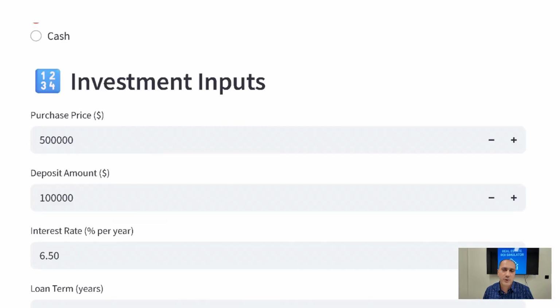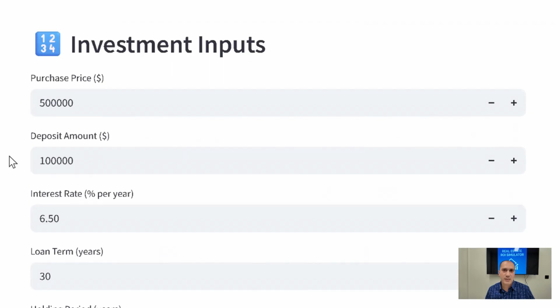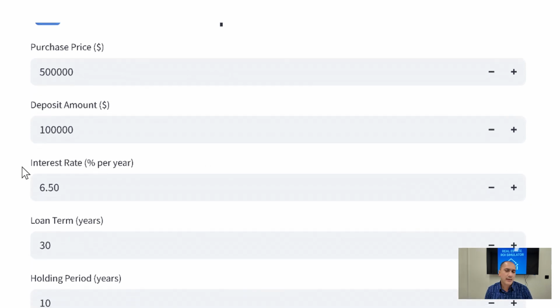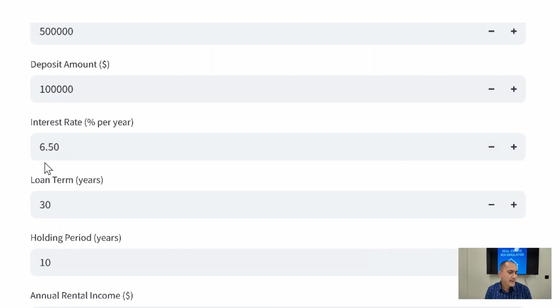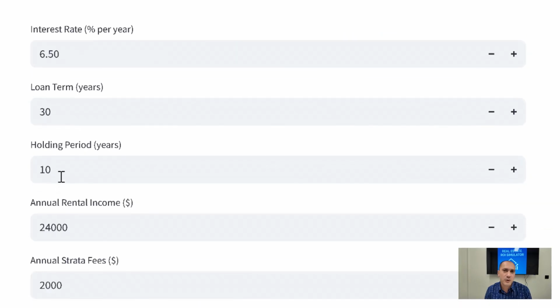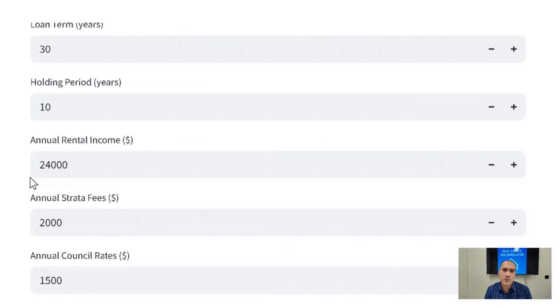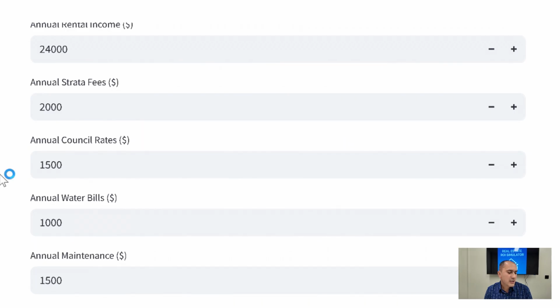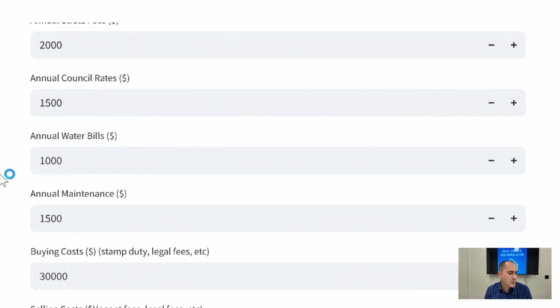So let's say you purchase a property, and the price of the property is 500k. You put in 100k as deposit and the loan is 400k. Let's say the interest rate is 6.5 and the loan term is 30 years and the holding period is 10 years. We are assuming that you are going to sell this property after 10 years. Annual rental income is assumed for this property is 24k. There are some other costs related to the property listed here, even including something like buying costs or selling costs.